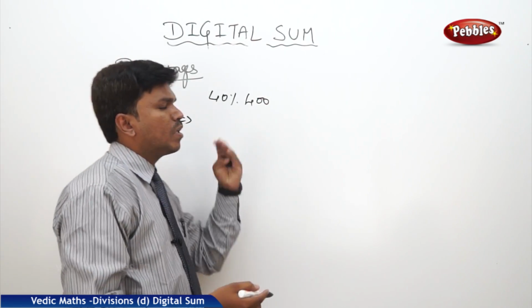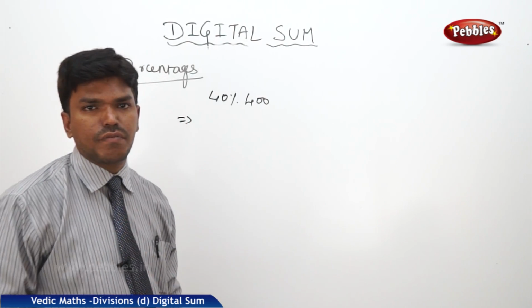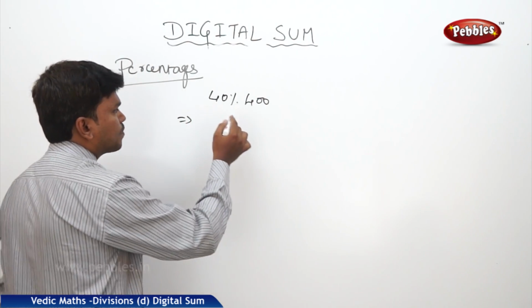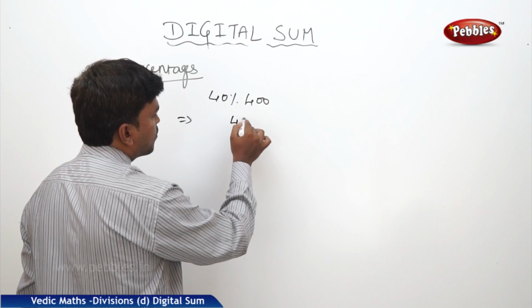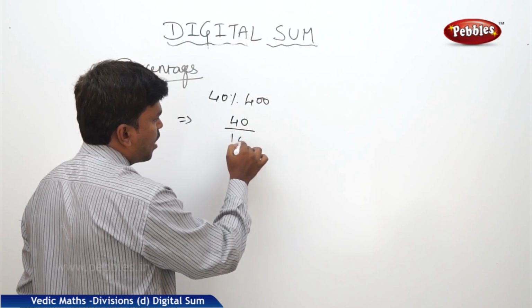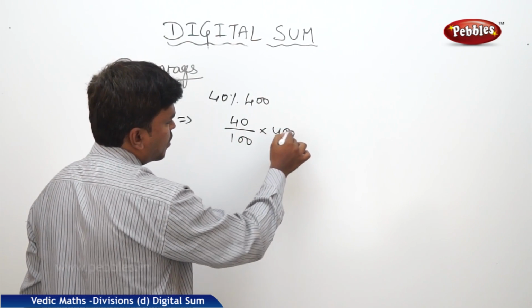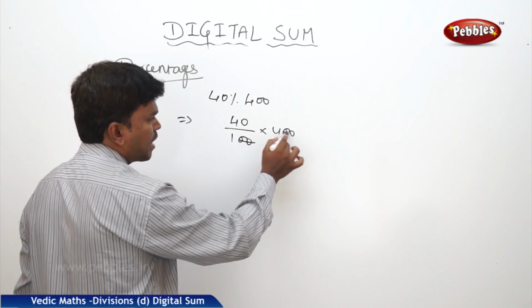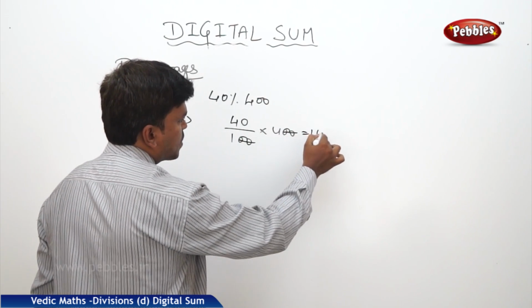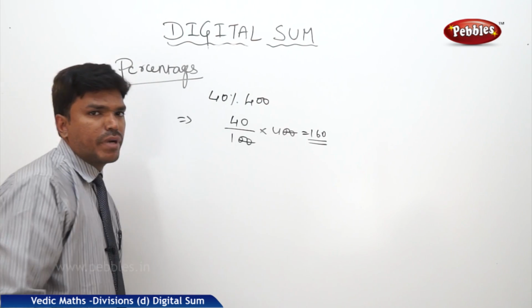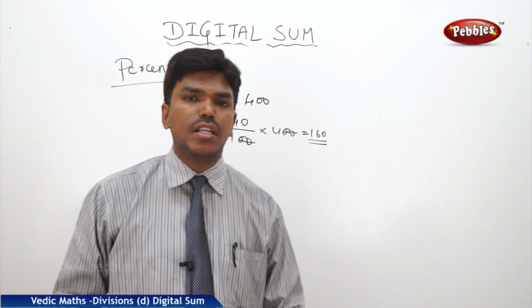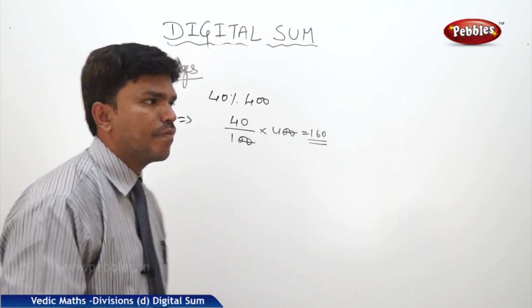What is the value of 40% for every 100? So that means 40% means 40 by 100 into 400. Yes or no? Like this we will do. Zeros will be cancelled. 4 4s are 160. Yes or no? But there are some techniques where you can easily apply within a few steps.